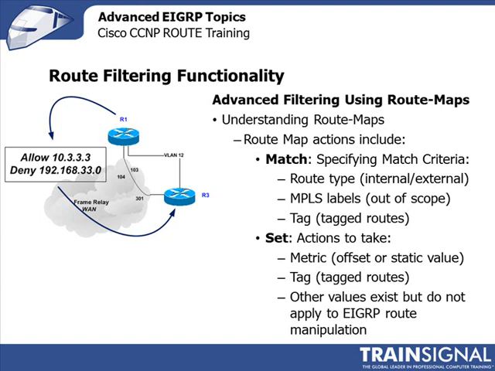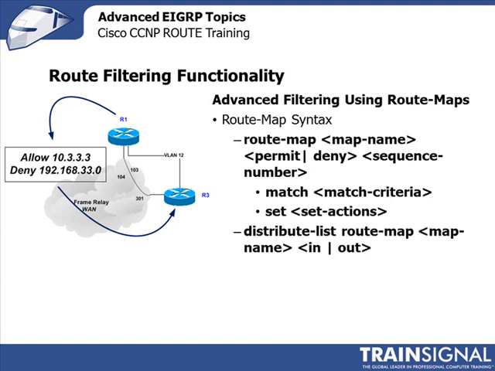Set specifies what actions to take. What's the metric? You can use an offset, kind of like the offset list, or you can just change the metric altogether. You can tag certain routes and then use those for redistribution later. And there are other values for set in route maps, but they don't apply to EIGRP. There's a lot more. For instance, you can set internal and external routes in OSPF. You can set all sorts of things in BGP, which we'll talk about later. But this is essentially the capabilities of a route map in the EIGRP protocol.